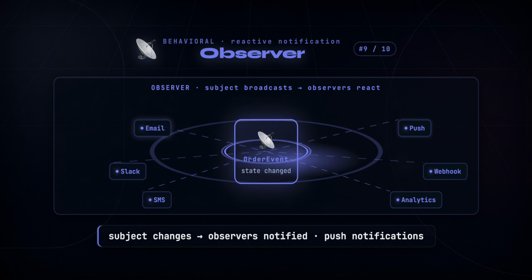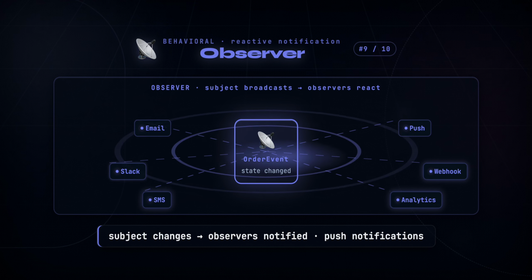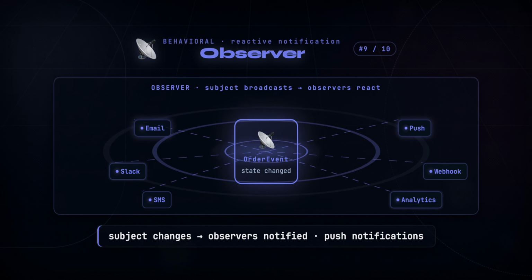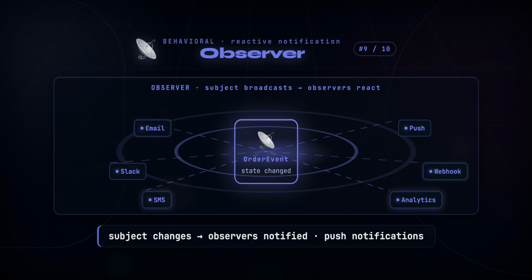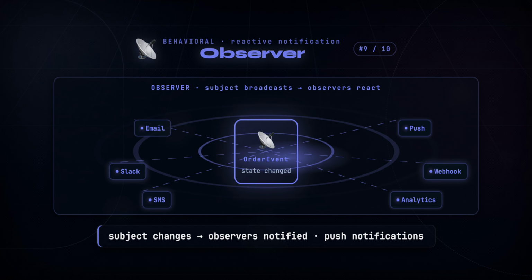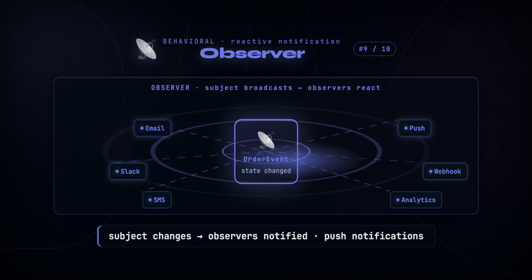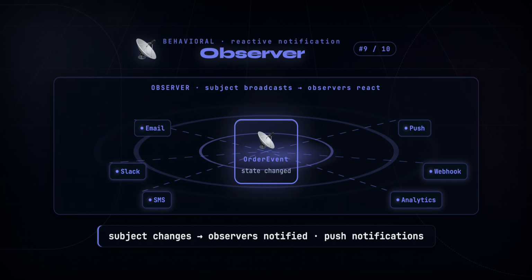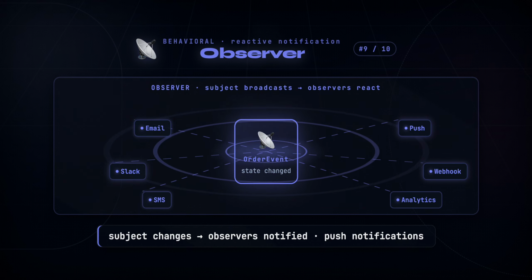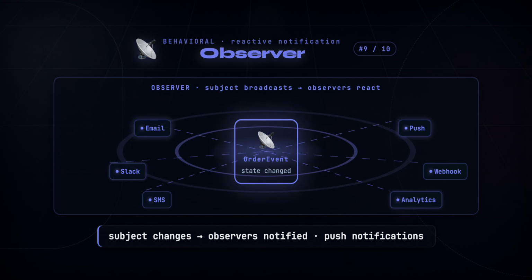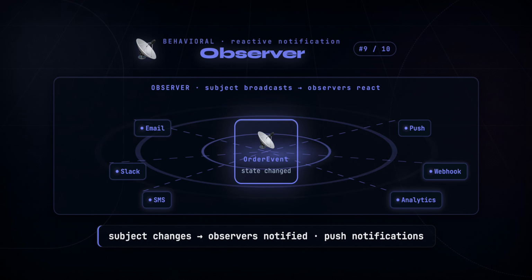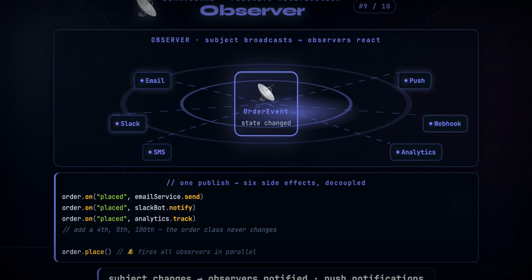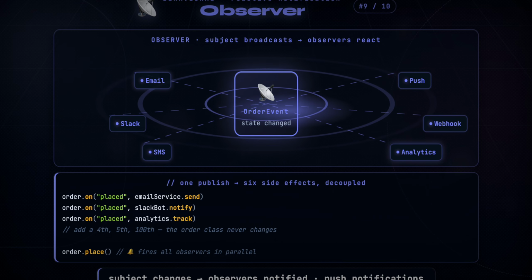The observer pattern, the backbone of every reactive system on the internet. One object, the subject, maintains a list of dependents called observers. When the subject changes state, every observer is notified automatically. Push notifications, real-time dashboards, stock tickers, the DOM event system in your browser, React's entire rendering model, all observer. Observer is just a fancy name for I'll text you when something happens.